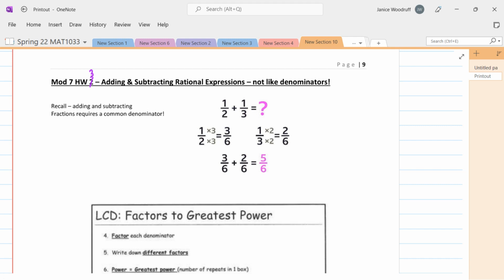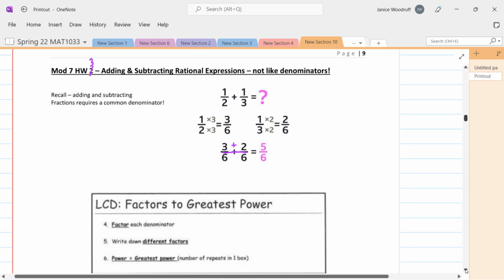We find the common denominator by finding the least common multiple of 2 and 3, which is 6. So then we make the denominators into 6 using multiplication. For the first fraction, we multiply by 3, which would give us 3/6. The second fraction, we multiply by 2, which gives us 2/6. Then when we add the fractions, we're only adding the numerators. We leave the denominator the same.